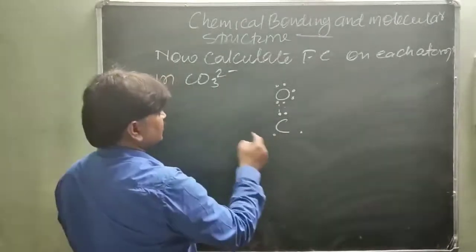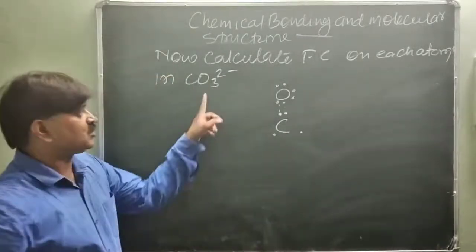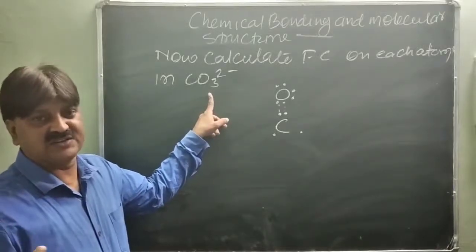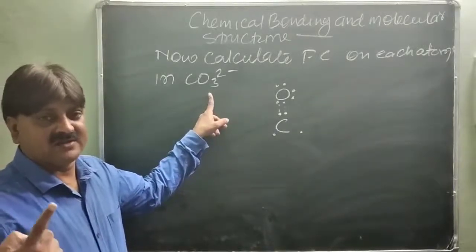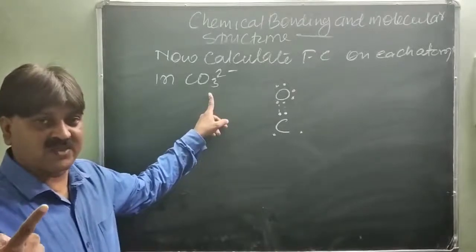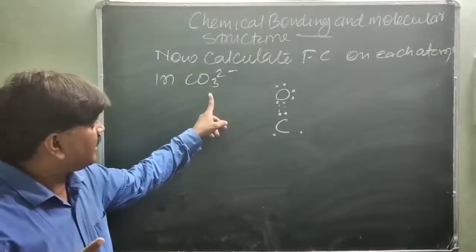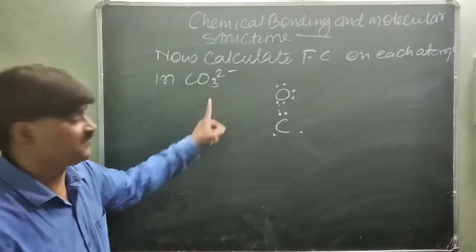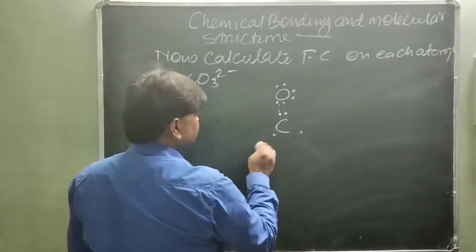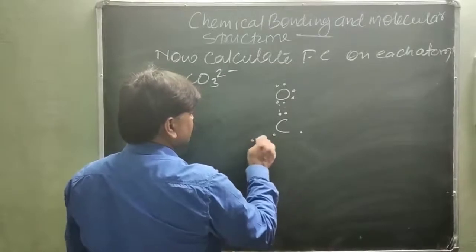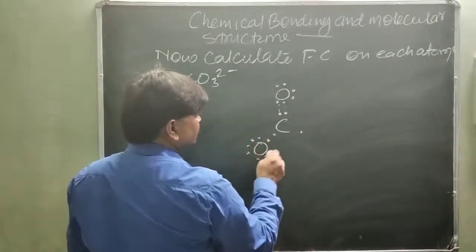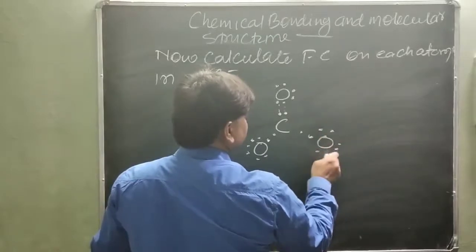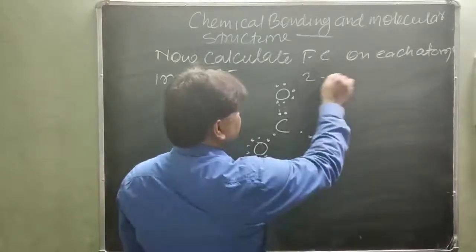CO3 has a 2 minus charge. So it is clear that 2 oxygens have more than 6 electrons; 1 electron is greater, one more electron in the oxygen atom. So the total number is 7. The 1 electron is shared from here: 1, 2, 4, 6, 7, and 2, 4, 6, and 7. So you can write it in this way.